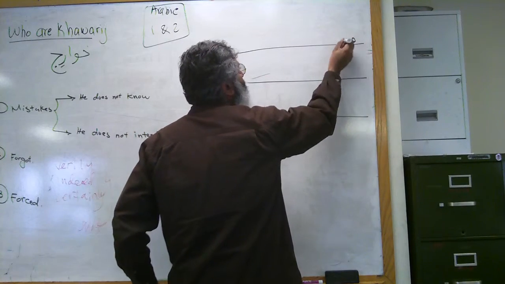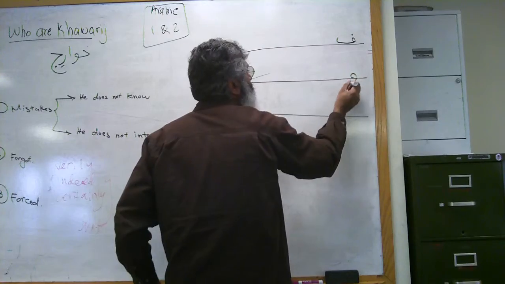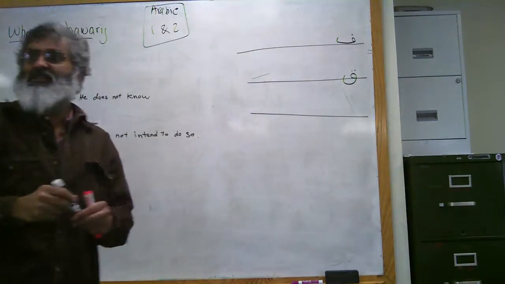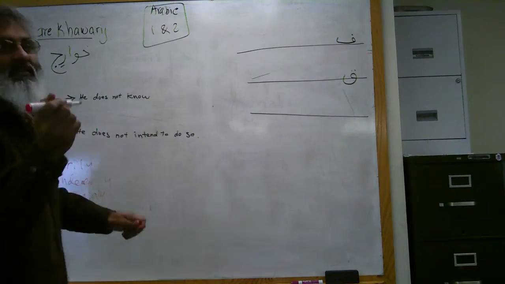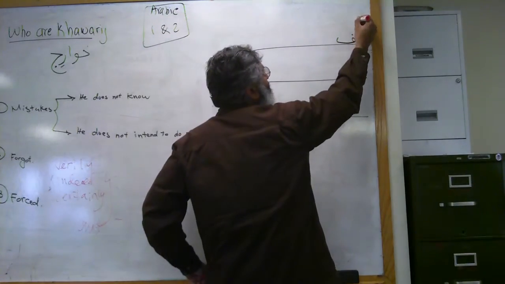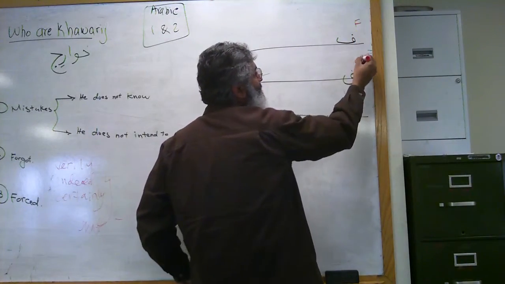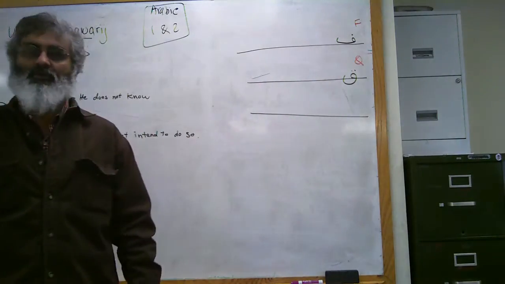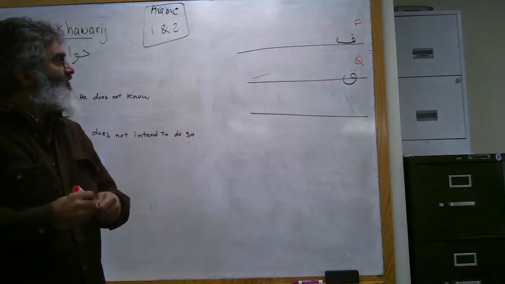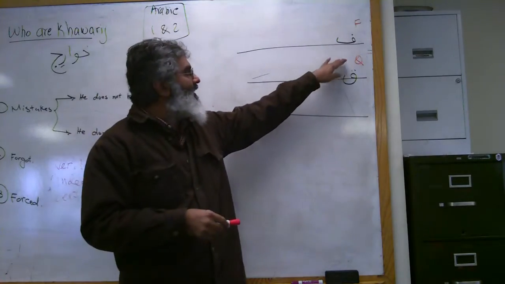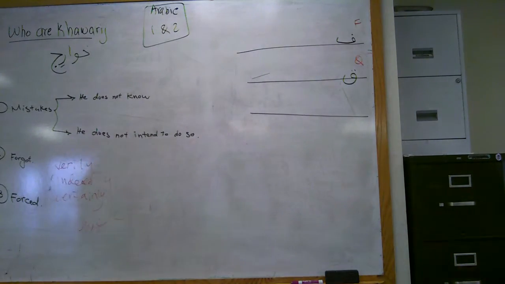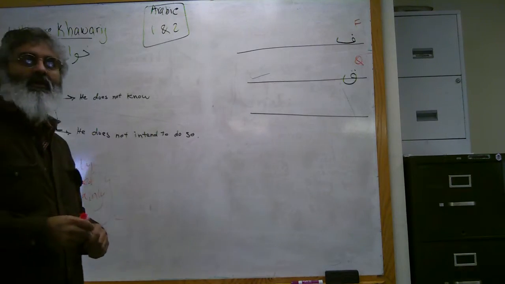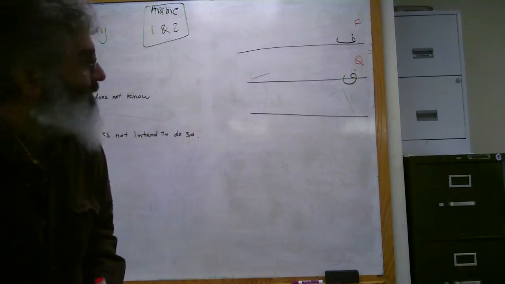Notice, these are the next 2 letters. Do we all see them? These are the next 2 letters. Letter Fa for F and Qaf for Q. Fa for F, Qaf for Q.